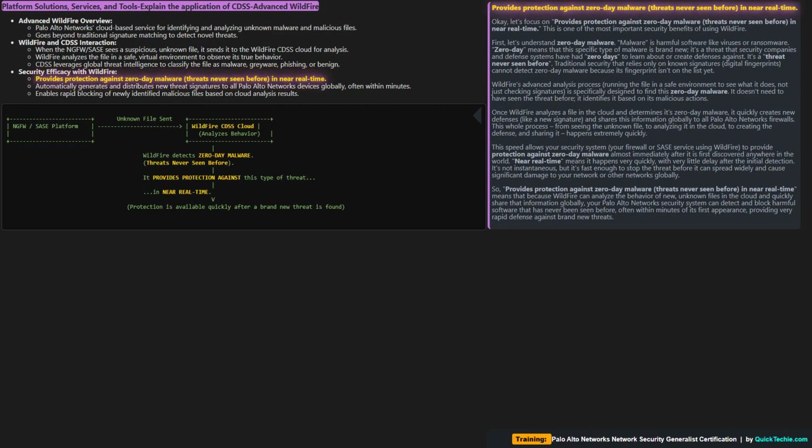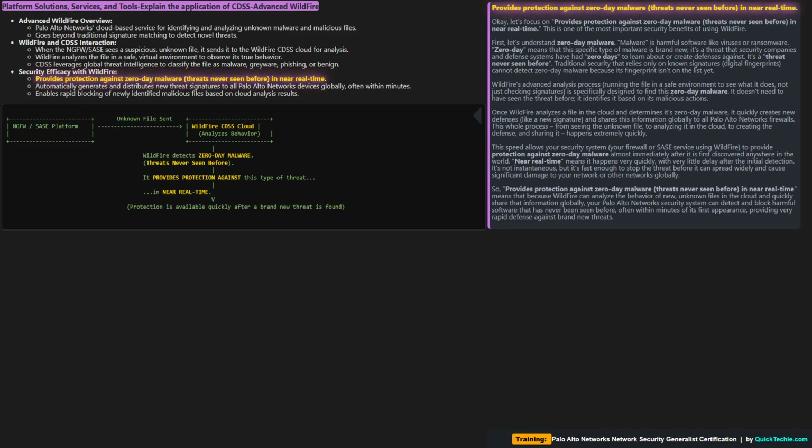Once WildFire analyzes a file in the cloud and determines it's zero-day malware, it quickly creates new defenses, like a new signature, and shares this information globally to all Palo Alto Networks firewalls. This whole process, from seeing the unknown file, to analyzing it in the cloud, to creating the defense, and sharing it, happens extremely quickly. This speed allows your security system, your firewall or SASE service using WildFire, to provide protection against zero-day malware almost immediately after it is first discovered anywhere in the world.